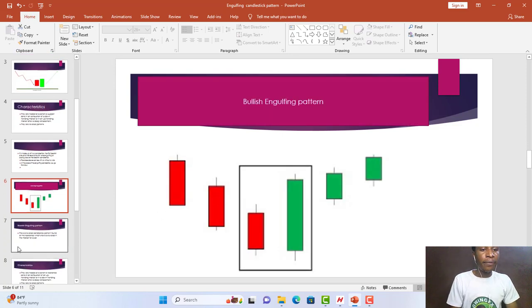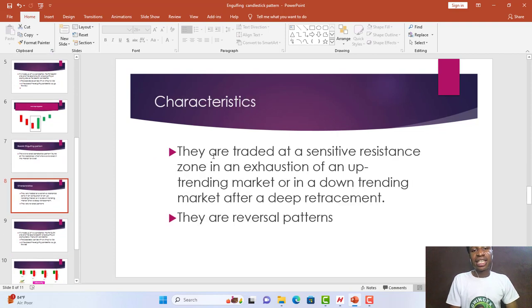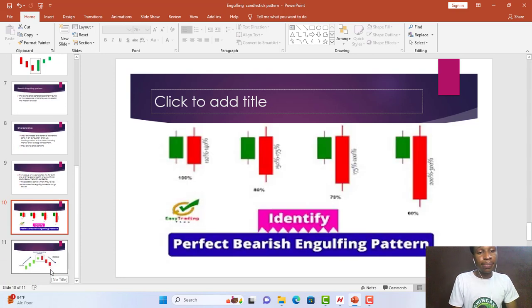So this is a good example. Then we talked about the bearish engulfing, a reversal candlestick pattern found at the resistance, which shows a reversal in the market for a sell. They are traded at a sensitive resistance zone or in a downtrend, but you must allow for a deep retracement to the upside. Then at a lower high, giving you a bearish engulfing, you can go for a sell. They are made up of two candlesticks: the first, the bullish, then the second, the bearish. The close below can be with or without a wick. At the close of the engulfing candlestick, you go for a sell in the market. And these are the different examples in the market.